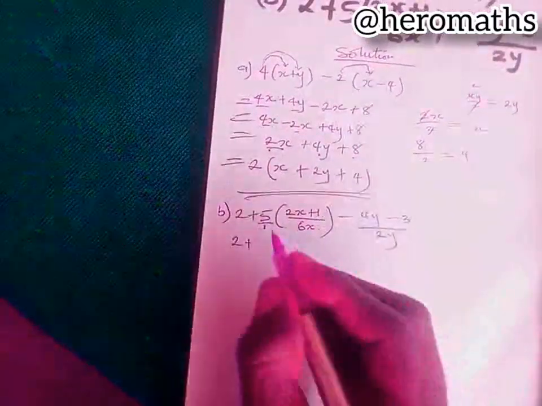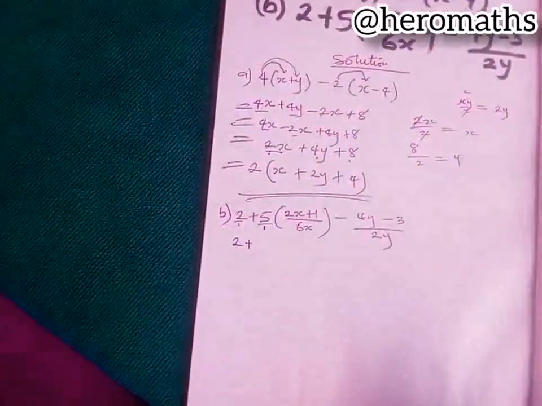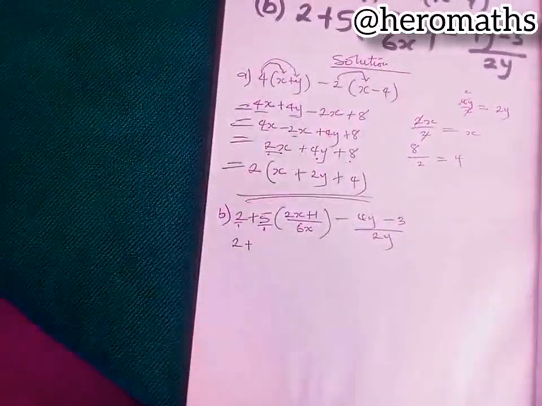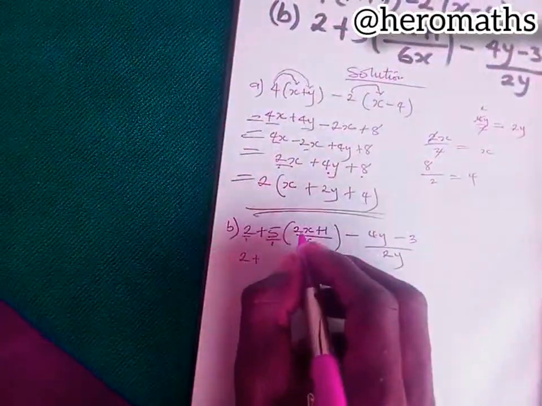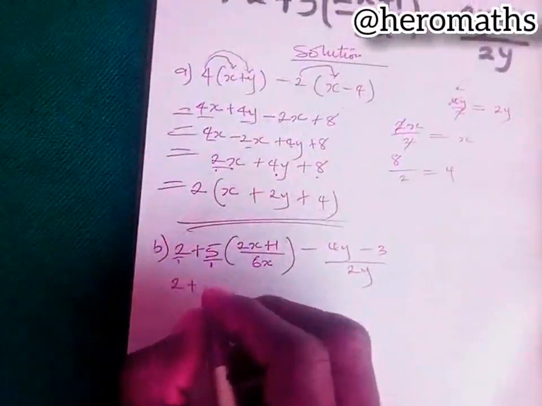That is one thing in math. Even this 2 is divided by an invisible 1. You understand? So let us do it. 2, then 5 times 2x. What will that give us?